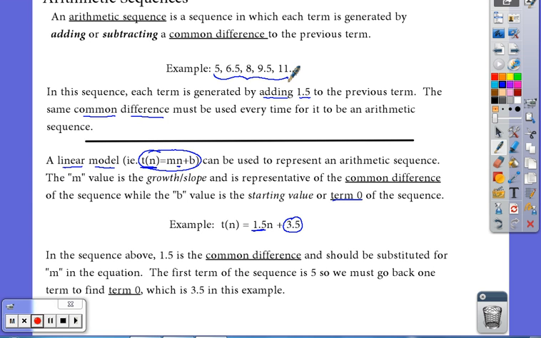The 3.5 doesn't appear in this sequence, okay? Because when we read this sequence, we assume that the 5 is the first term, and the 6.5 is the second term, and the 8 is the third term, and so forth. So for us to get the 0 term, we have to go backwards one time from our first term. So if I take 5 minus 1.5, so backwards from addition would be subtraction, I get 3.5 for my term 0.